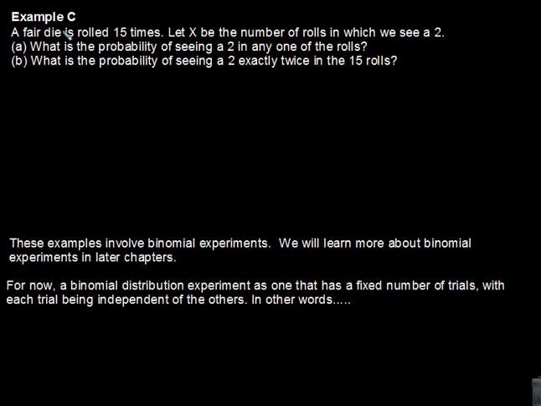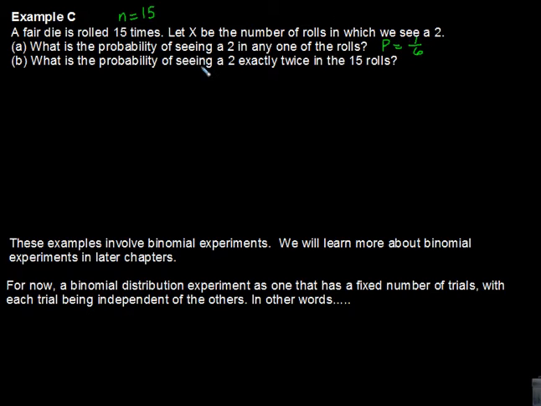All right, let's look at this. We have 15 times, so that's N equals 15. X is the number of rolls in which we see a 2 again. We want to find the probability of seeing a 2 in any one of those rolls. Well, we've done that. We've got 1/6.